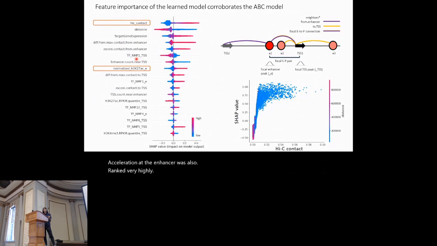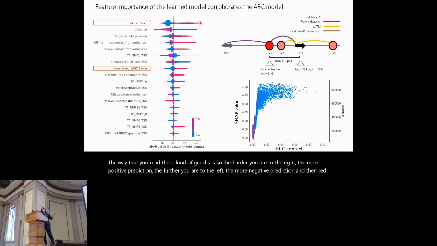The way that you read these kind of graphs is, the further you are to the right, the more positive prediction. The further you are to the left, the more negative prediction. And then red means high feature value, blue means low feature value. So when you see a red in Hi-C contact, that means the higher the Hi-C contact, the more positive you're going to predict the enhancer-promoter functional relationship.